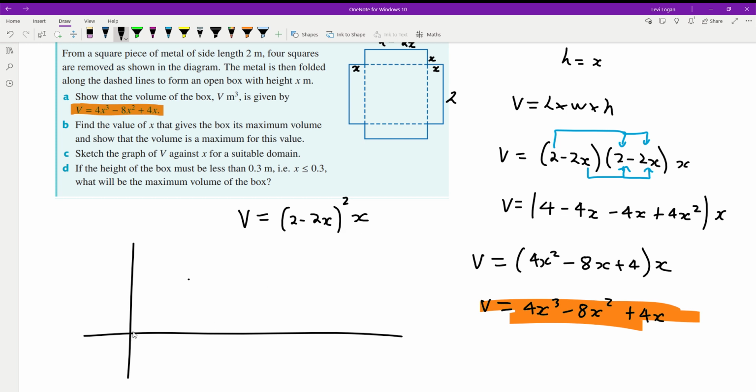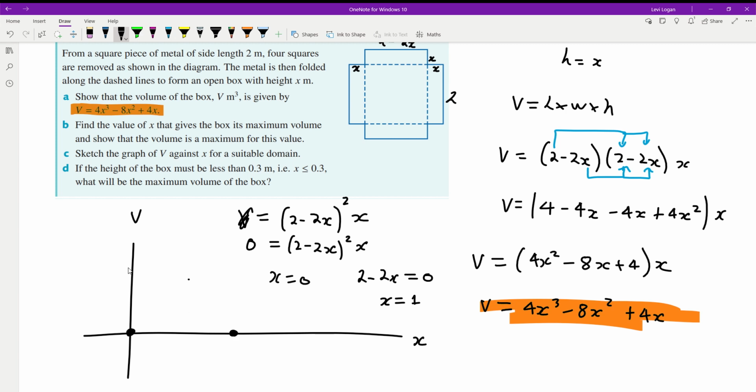We know it goes through 0, because if you were to set this equal to 0, so this was volume against x. We're actually kind of doing question C here, but it's still going to help us with question B. If you set that equal to 0, you've got this scenario here pretty much. So we know that x has to be equal to 0, and we also know that 2 minus 2x needs to be equal to 0. So we also know it goes through x equals 1 as well. So it goes through here, and it goes through here.